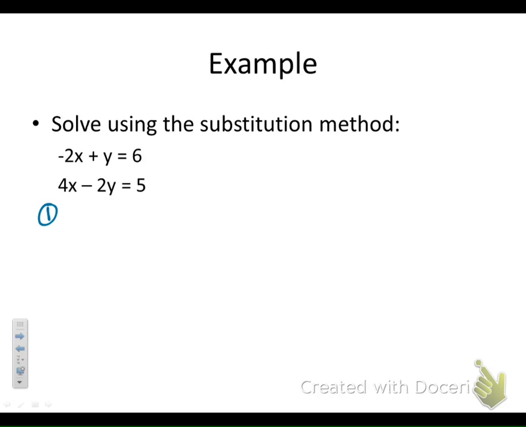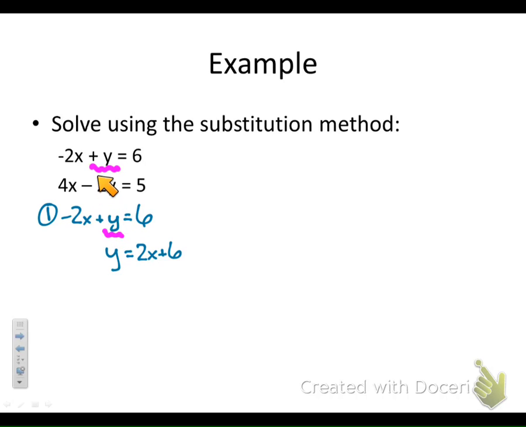First step was to isolate a variable. You pick a variable. I'm going to pick this one. And it's because it does not have a coefficient. And what's even better is it's a positive y. So all I have to do is one step to get y by itself. So I solve for a variable. I'm going to take this expression, 2x plus 6, and use it to substitute for y in the next equation.